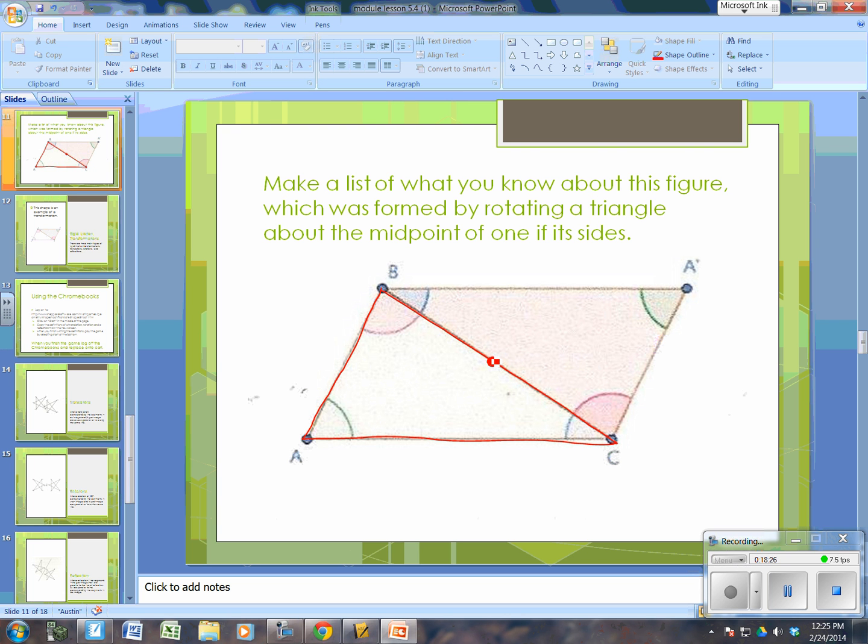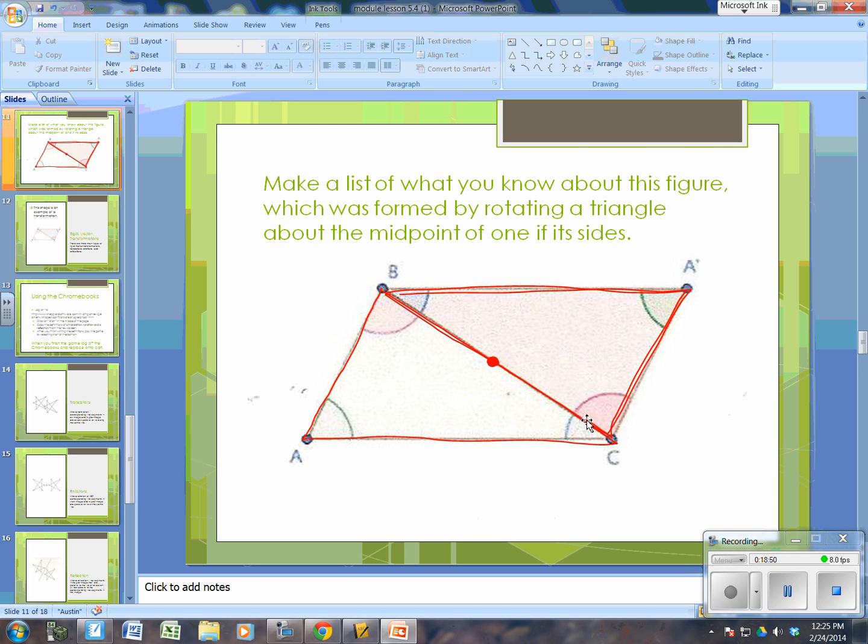Where do you think, Marie? Yeah, it would end up right here, wouldn't it? That's where it would end up, right there. Okay, and what happens when you put 2 of those together like that? What shape does it make? A parallelogram.